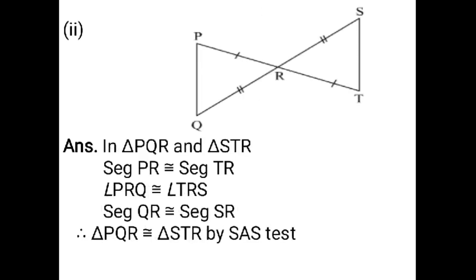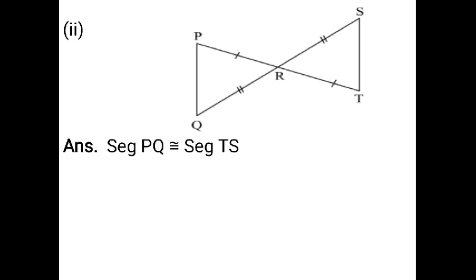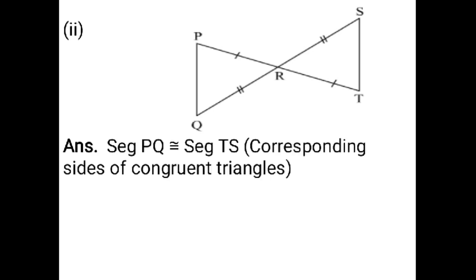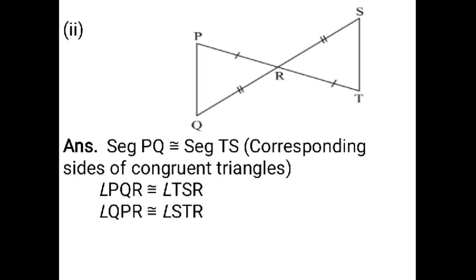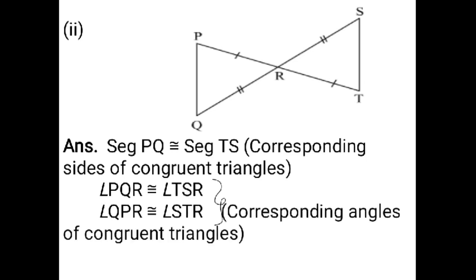The sides and angles which are not marked, you have to take as corresponding sides and corresponding angles of congruent triangles. Segment PQ is congruent to segment TS, in bracket corresponding sides of congruent triangles. Angle PQR is congruent to angle TSR. Angle QPR is congruent to angle STR. In bracket, you have to write corresponding angles of congruent triangles.